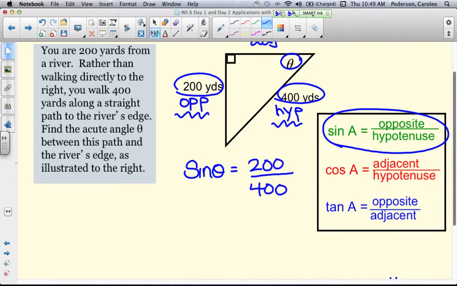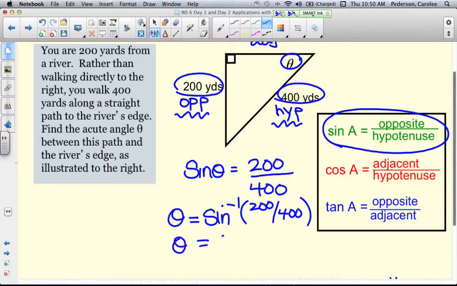When you solve for an angle measure, you use inverse trig. So we say theta equals sine inverse of 200 over 400. Now let's enter it into our calculator. Second sine of 200 divided by 400, theta equals 30 degrees.